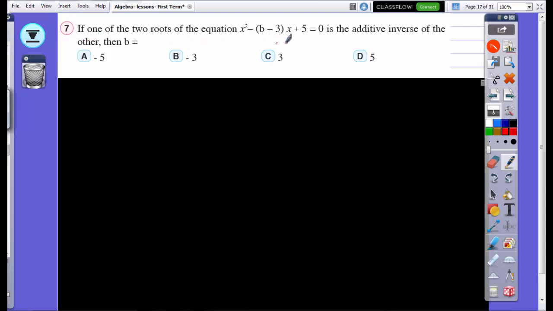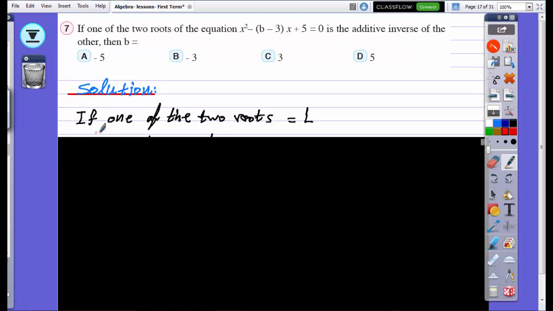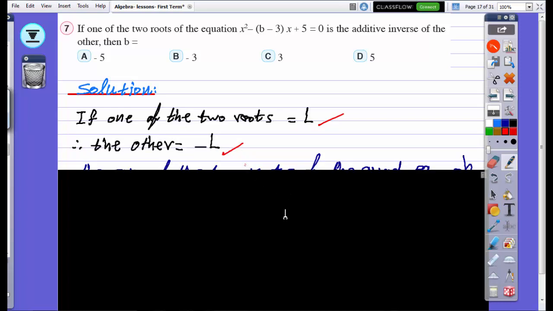Here we have: if one of the two roots of the equation x squared minus b minus 3x plus 5 equals 0 is the additive inverse of the other, then b equals what? Solution. If one of the two roots equals L, the other will be negative L.